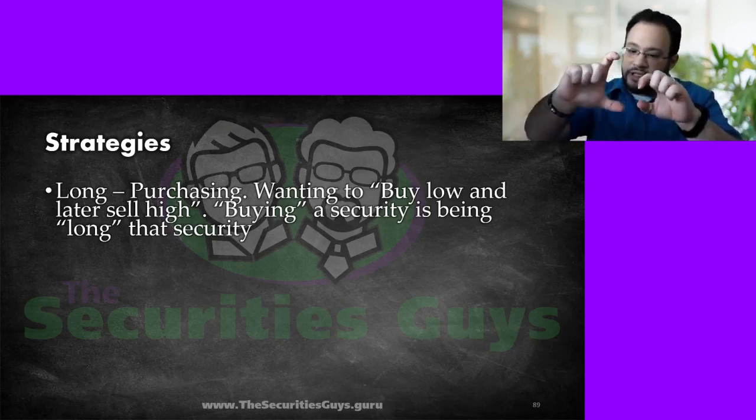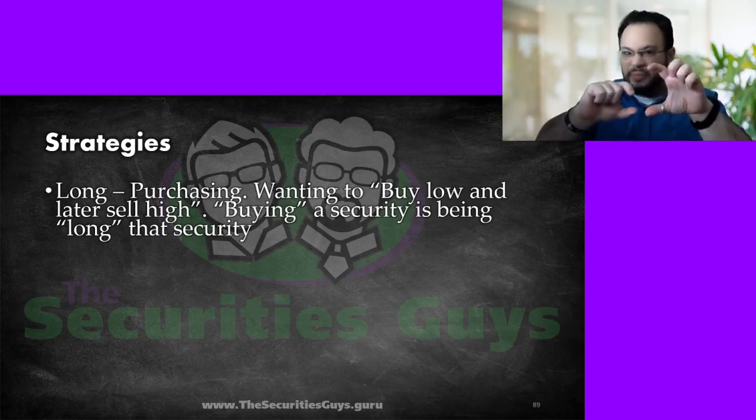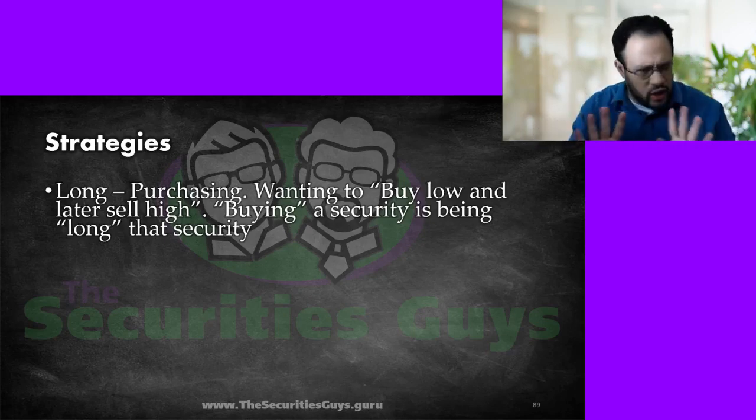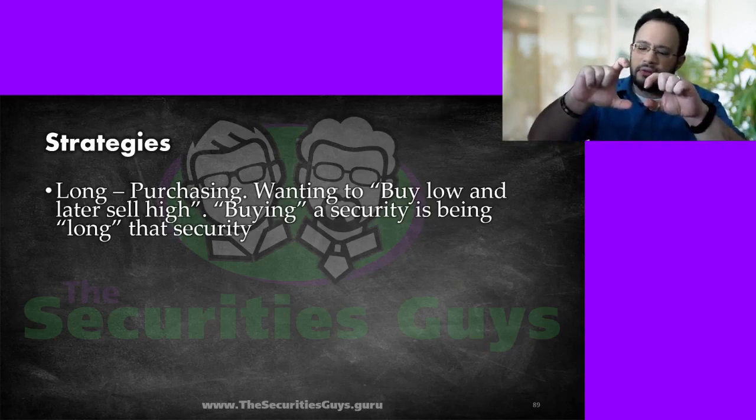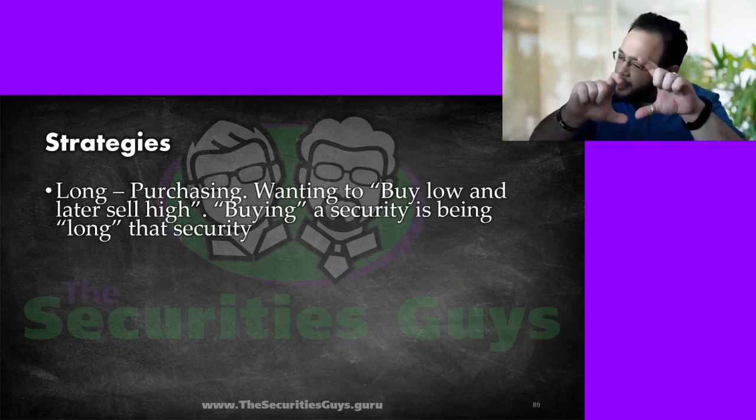We want to buy low and sell high. We don't want to sell high and buy low. That's bad. Buying high and selling low, you lose money. We want to buy low and sell high. What if we switch it? Again, not buying high and selling low.